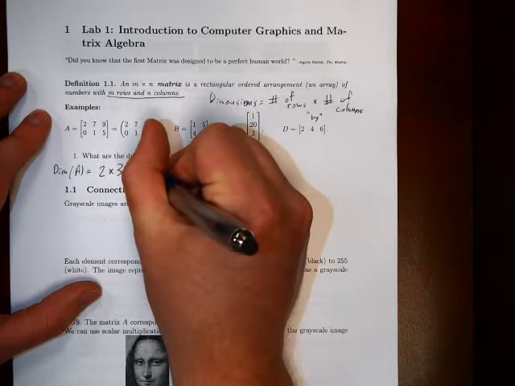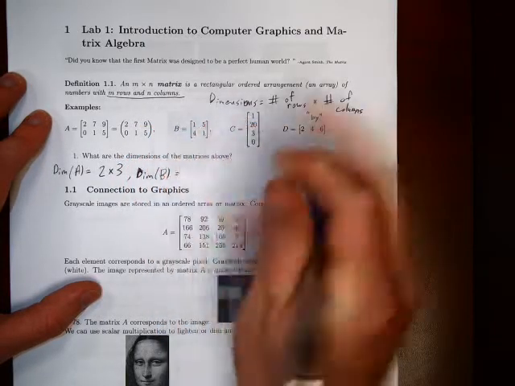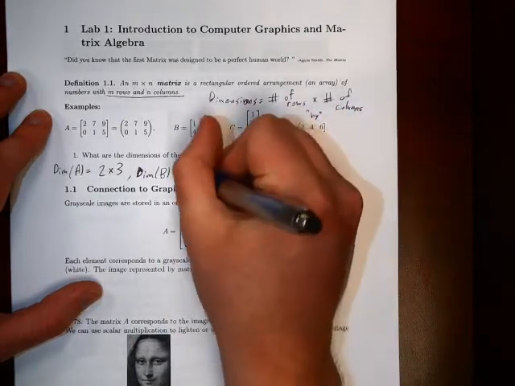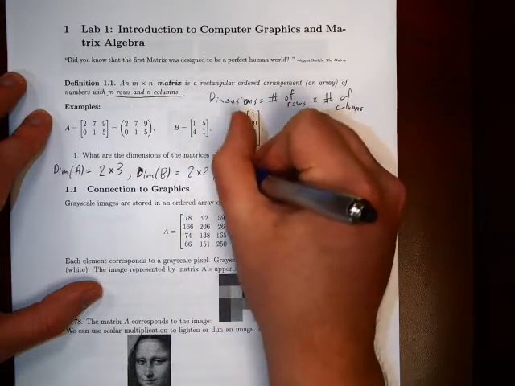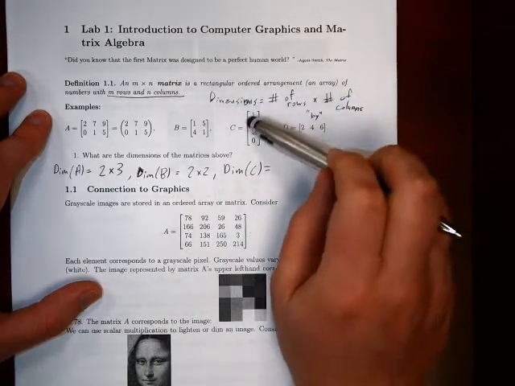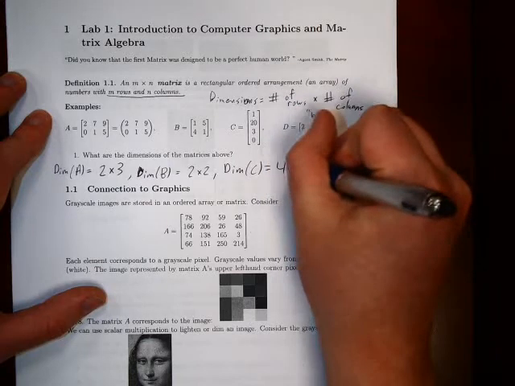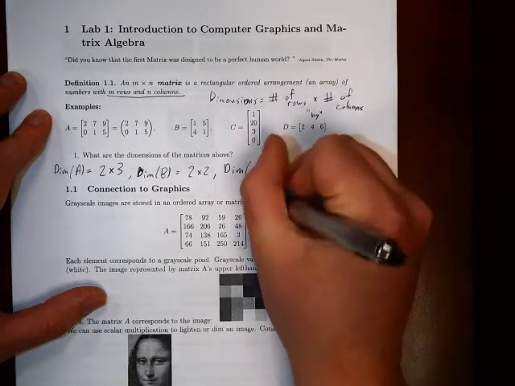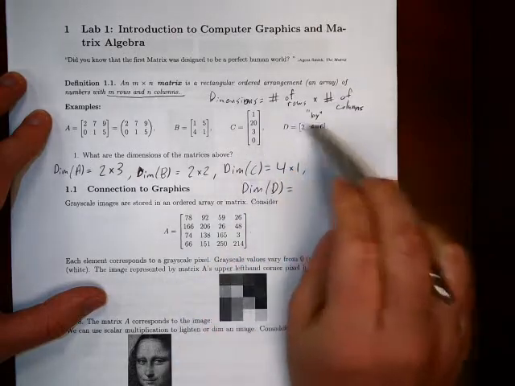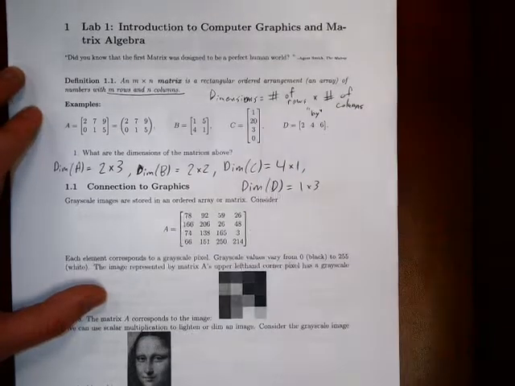If we want the dimensions for B, notice that B has two rows and two columns. So B is a 2 by 2 matrix. For C, C has 4 rows, but only a single column. So we would say it's a 4 by 1 matrix. And for matrix D, notice that it has only a single row, but 3 columns. So we'd say it's a 1 by 3.